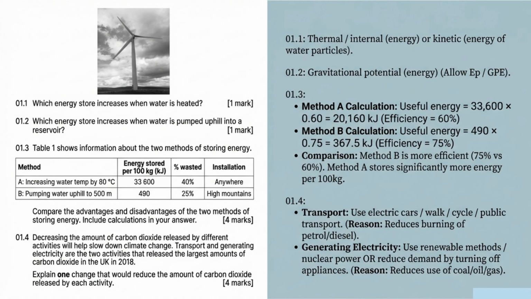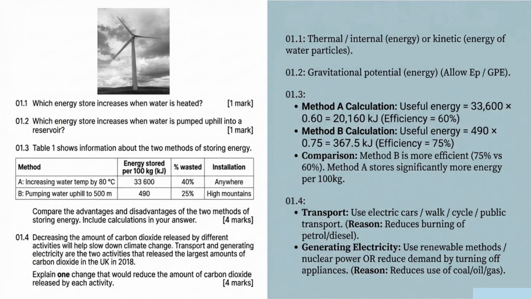Let's look at method A. It increases the water temperature. The slide shows we start with 33,600 kilojoules. But the efficiency is only 60%, so we need the useful energy. You calculate 33,600 multiplied by 0.60, which comes out to 20,160 kilojoules.